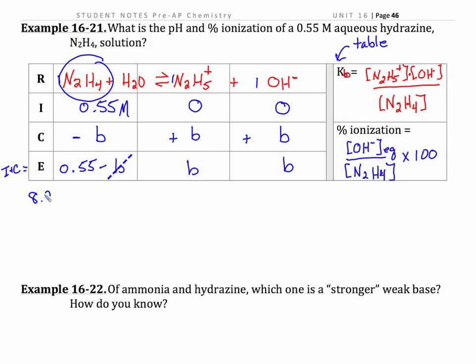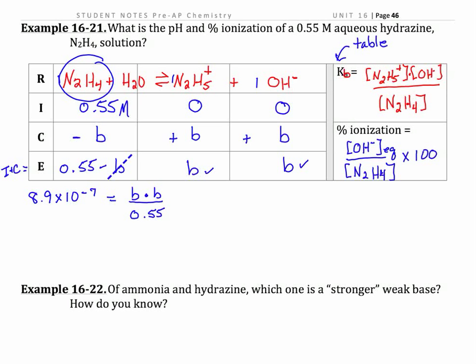The Kb is 8.9 times 10 to the minus 7th. And in place of N2H5 plus, I'm going to put a B. In place of hydroxide, I'm going to put a B because those are equal to one another. And then I'm going to put that over 0.55. Now, you'll want to go through the algebra. For one, I've been known to make mistakes when I do my algebra.